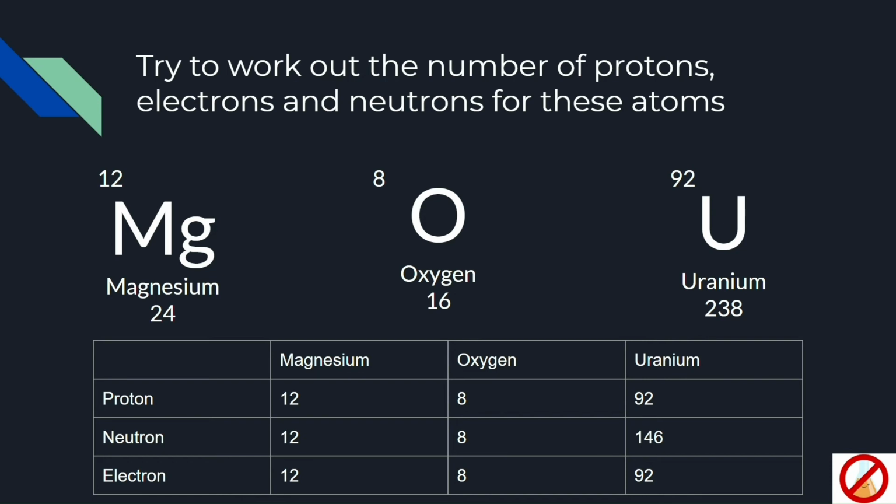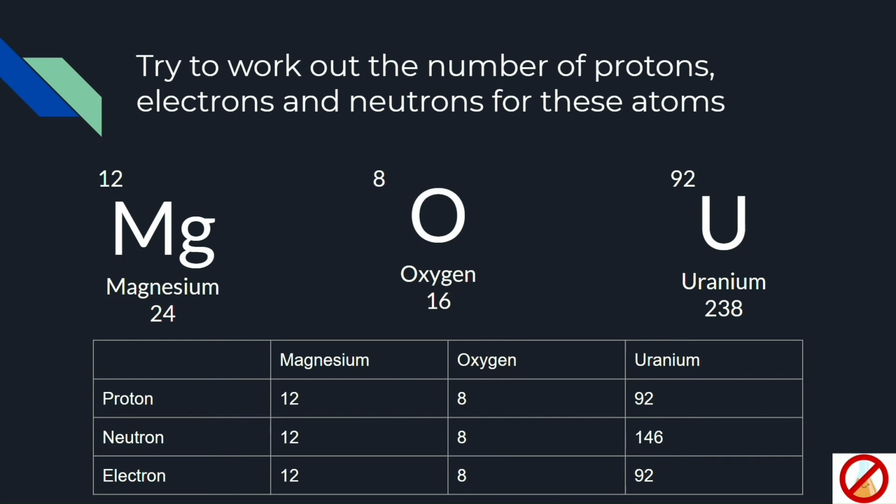And the same case is here for oxygen, where we have 8 protons right here. So that means the atomic number is 8, therefore the electron number is also 8. And when we need the neutron number, we take the mass number 16 minus 8, and we get 8 for neutron.